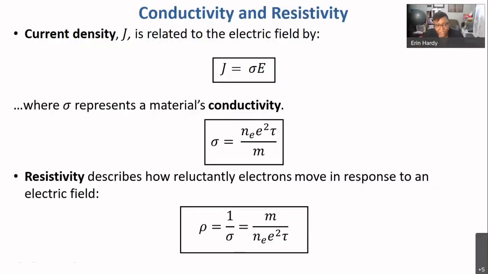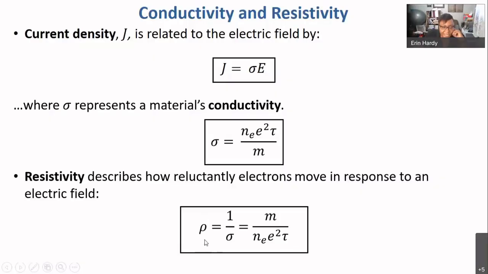Something that conducts well resists poorly, and something that resists well conducts poorly. So this sigma can also be, or I can take the reciprocal of sigma and use it to express the resistivity of a material.